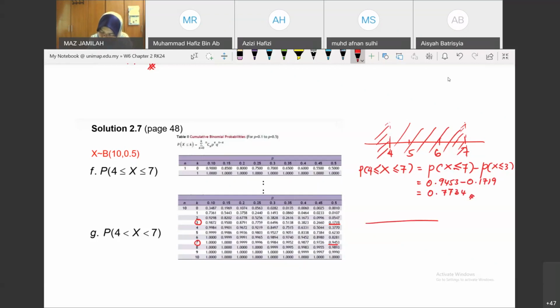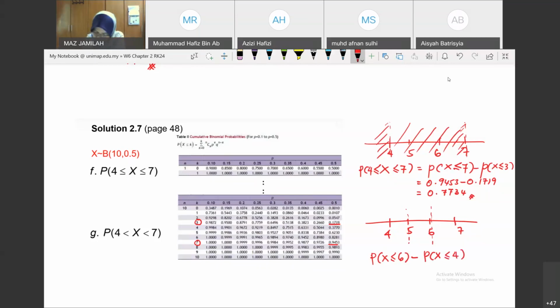Now, what if the value is not included? We are talking about 4, 5, 6, 7. Less than 7, means that greater than 4. Definitely 5. So in terms of notation, it will be P(x). If you go to the phrase just now, it will be x2 minus 1, right? So it will be P(X less than or equal to 6) minus P(X less than or equal to 4).